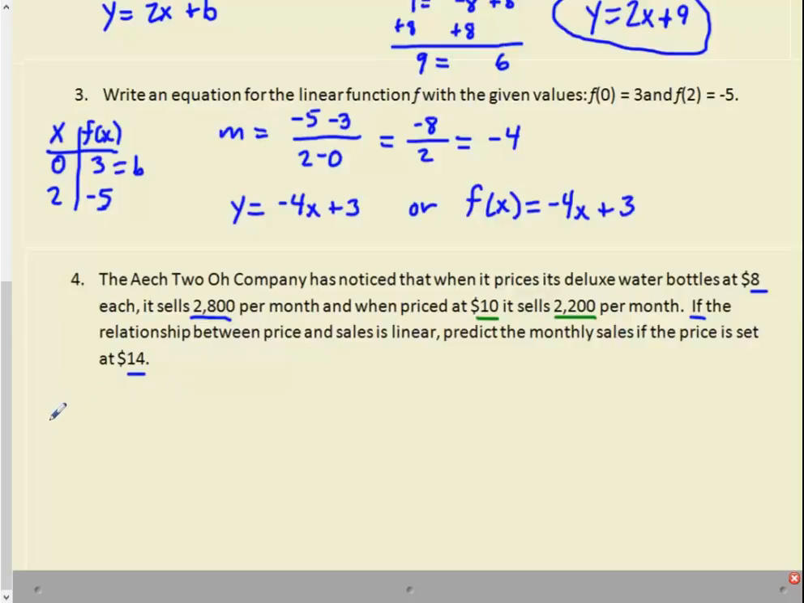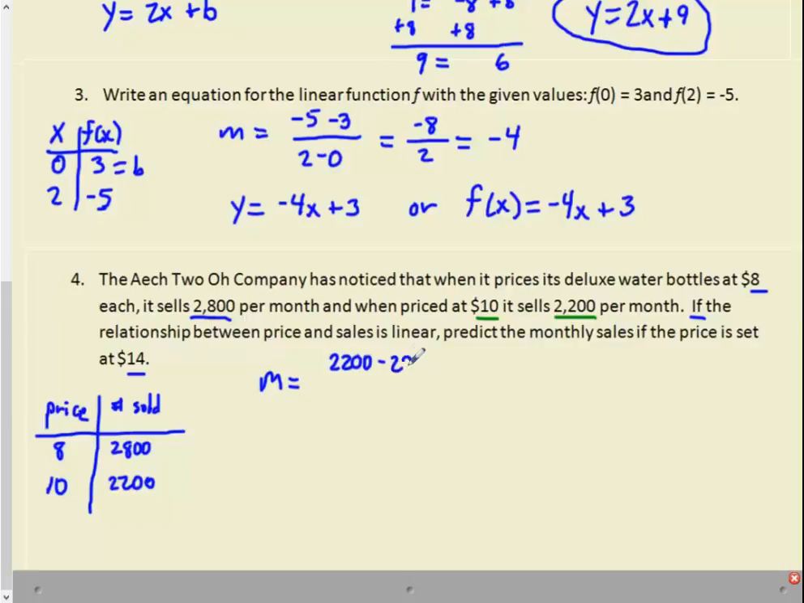So what we can do is look at input versus output, price and number sold. We know that at $8, we sell 2,800 of them, and at $10, that number goes down to 2,200. So now we want to look at our slope. We'll look at the change in the number sold, that's our output. So for example, 2,200 minus 2,800 over the change in the price, 10 minus 8.